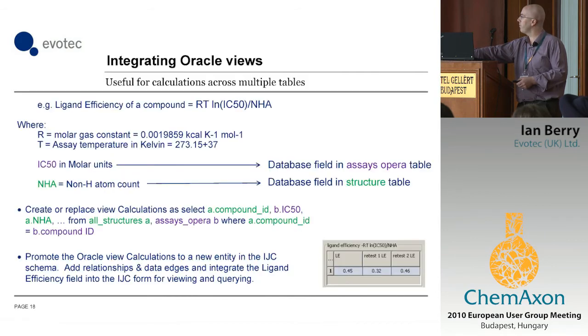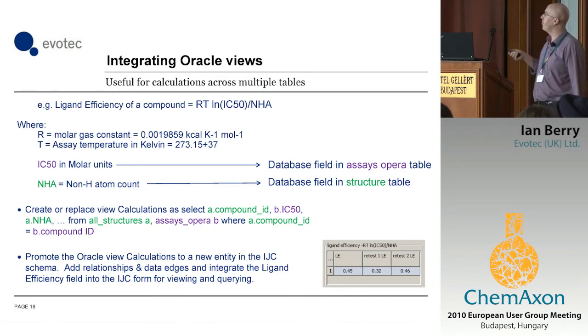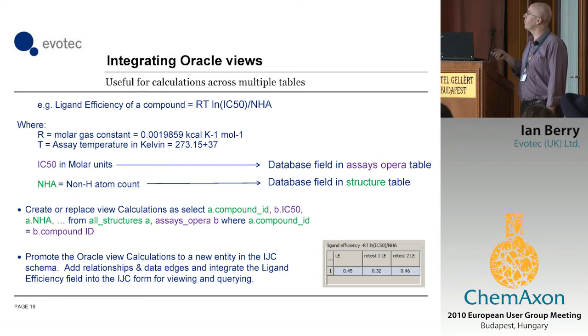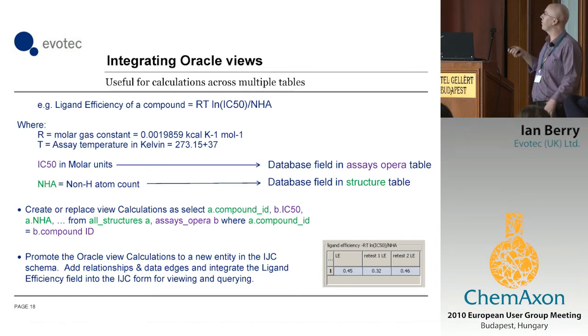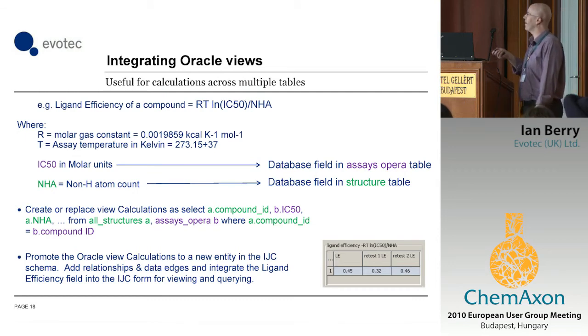Okay, so integrating Oracle views. This is probably a bit more interesting, a bit more techy, I'm afraid. One of the things that we wanted to do was, for example, calculate ligand efficiency using this nice formula here. I'm a computer scientist, so I don't understand a word of what this is doing, but I'll leave that before I try and explain what we ended up doing. So that's a description of what the field is. But the problem was that in our tables, this IC50 unit came from an assays table, and then the non-H atom count came from our structure table.